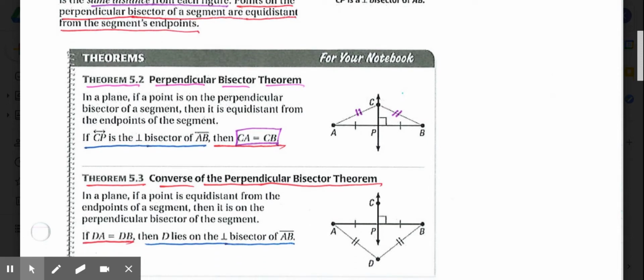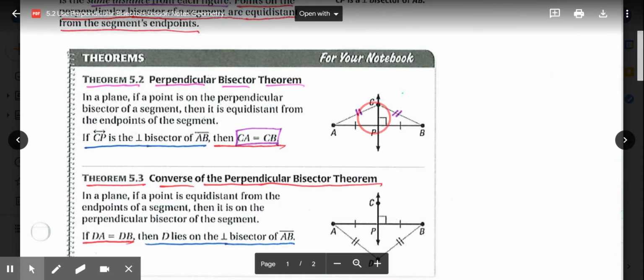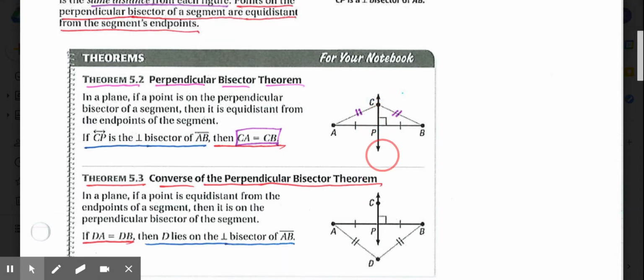It says, in a plane, if a point is on the perpendicular bisector of a segment, then it is equidistant from the endpoints of the segment. So like I just said, if CP is a perpendicular bisector of AB, CA is the same length as CB.